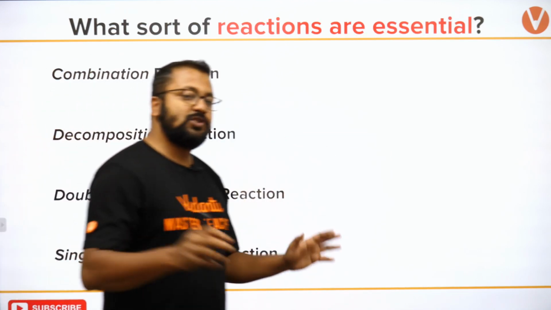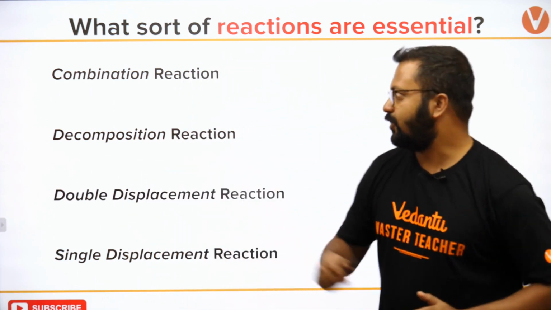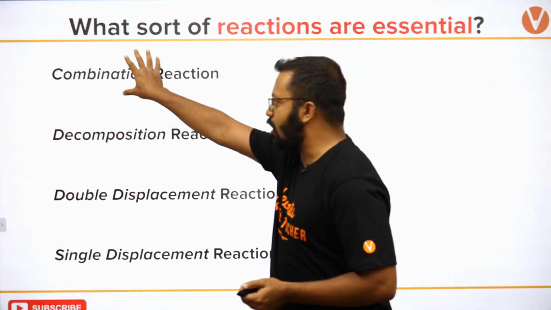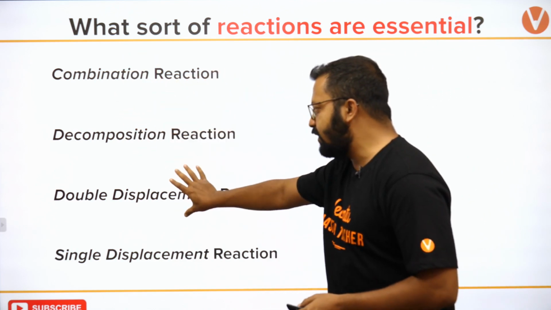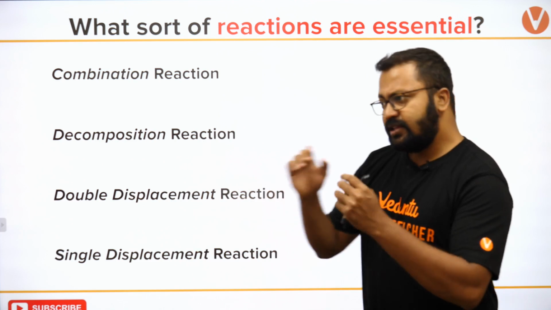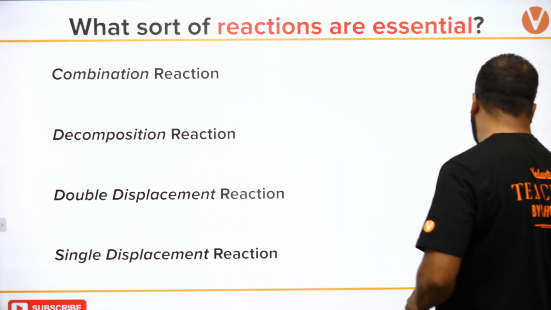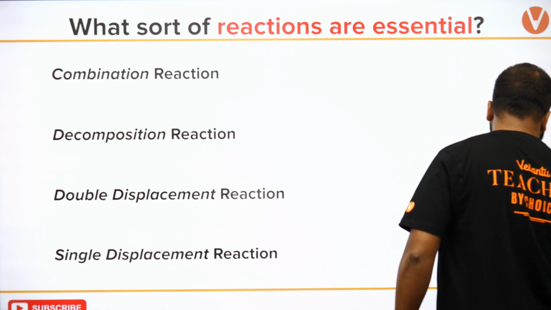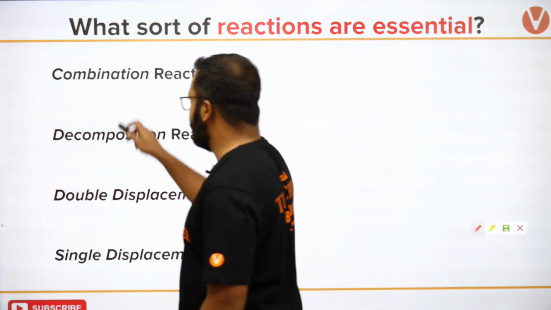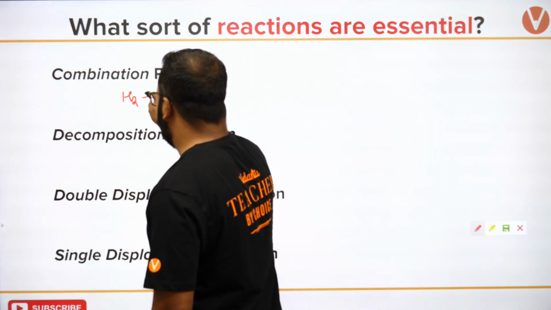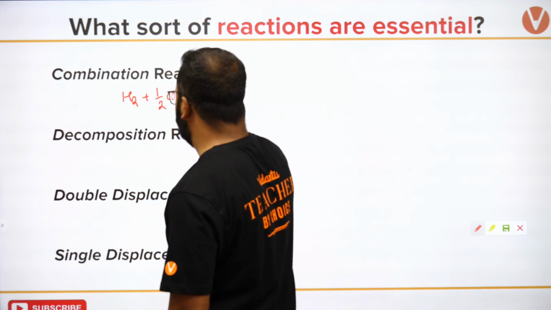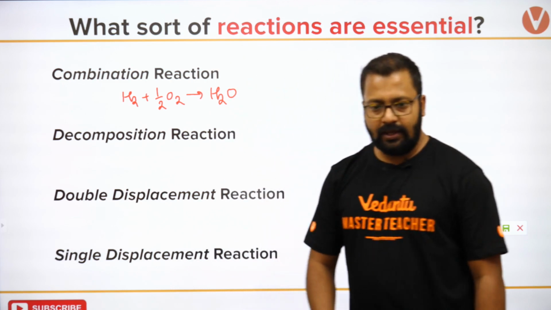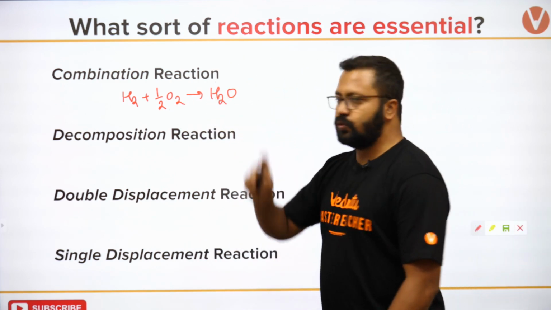So हमारे पास बहुत तरह के reactions होते हैं. ओके, फॉर एग्जाम्पल आपने अभी तक पढ़ा होगा कि we have reactions like combination, decomposition, double displacement, single displacement. चलिए हम इन सबका एक एक एग्जाम्पल लिख लेते हैं. ओके, सो कॉम्बिनेशन का एग्जाम्पल क्या होगा? Example of combination reaction, H2 plus half O2 changes to H2O.